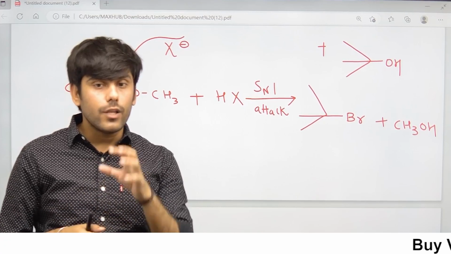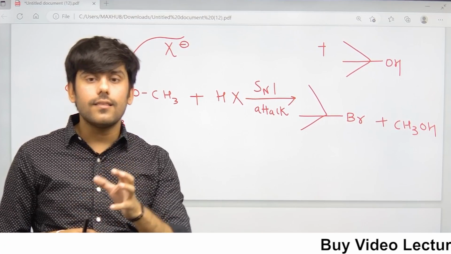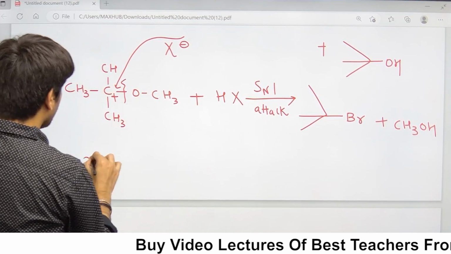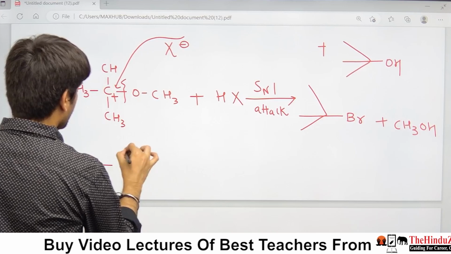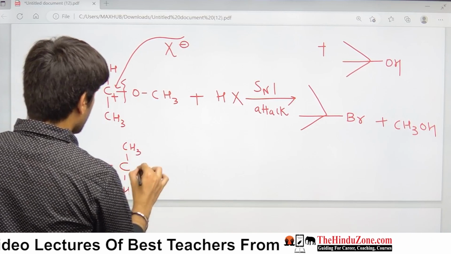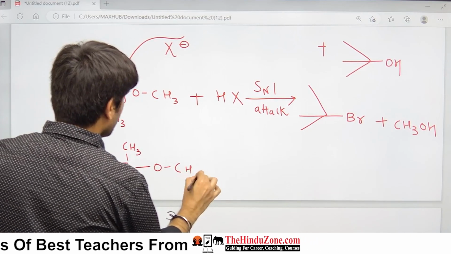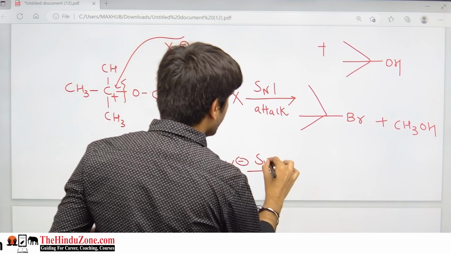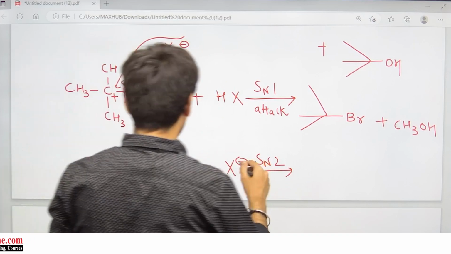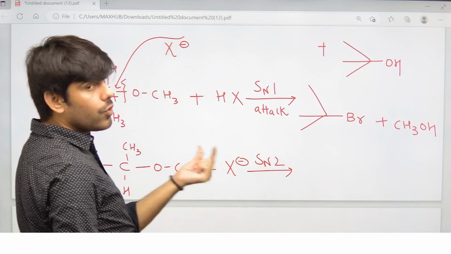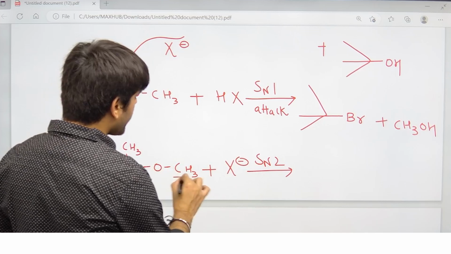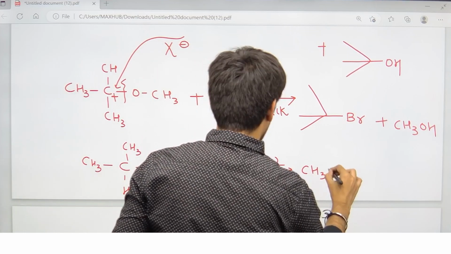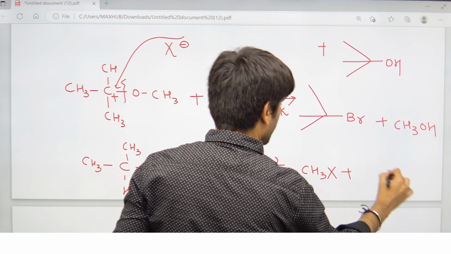And you know that in SN2 the attack takes place at the less hindered carbon. So suppose if it would have been like this, then it is the SN2 attack that is favored here, and because in SN2 you look for the less sterically hindered carbon, the attack will be on this particular carbon, and you would have got CH3X plus this alcohol.